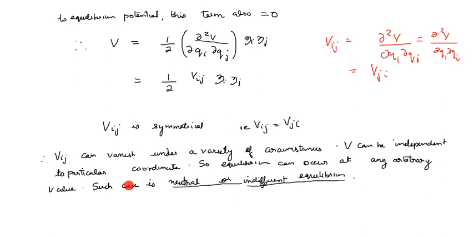This means that it is an equilibrium point. Such points are called neutral or indifferent equilibrium. Equilibrium occurring at such points where V is not a function of a coordinate. Such equilibrium is called a neutral or indifferent equilibrium.